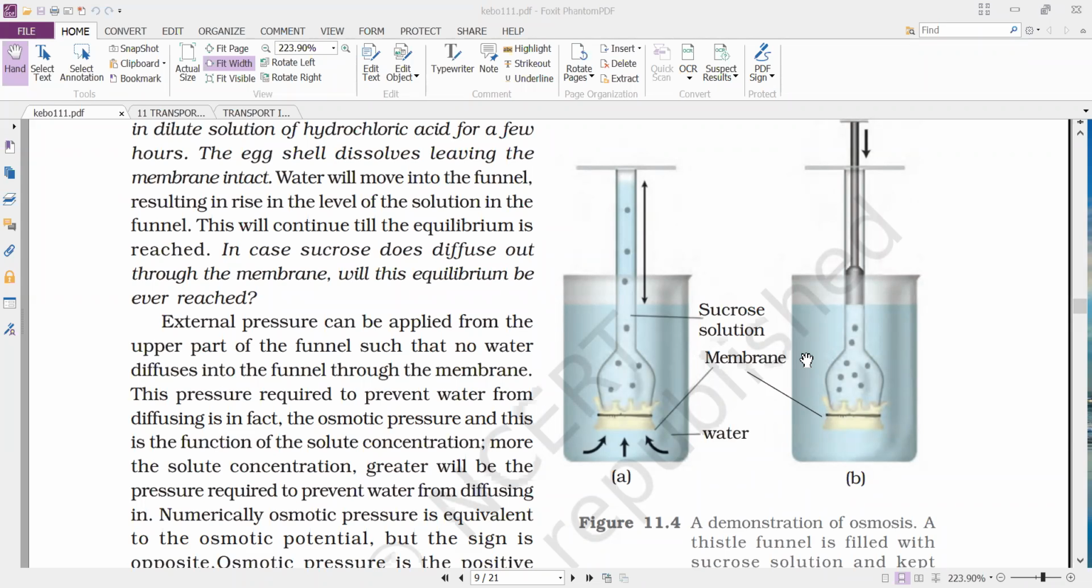So we have to apply more pressure to prevent the water. That means the more the solute concentration, we have to apply more pressure in the opposite direction to prevent the entry of water into that solution.